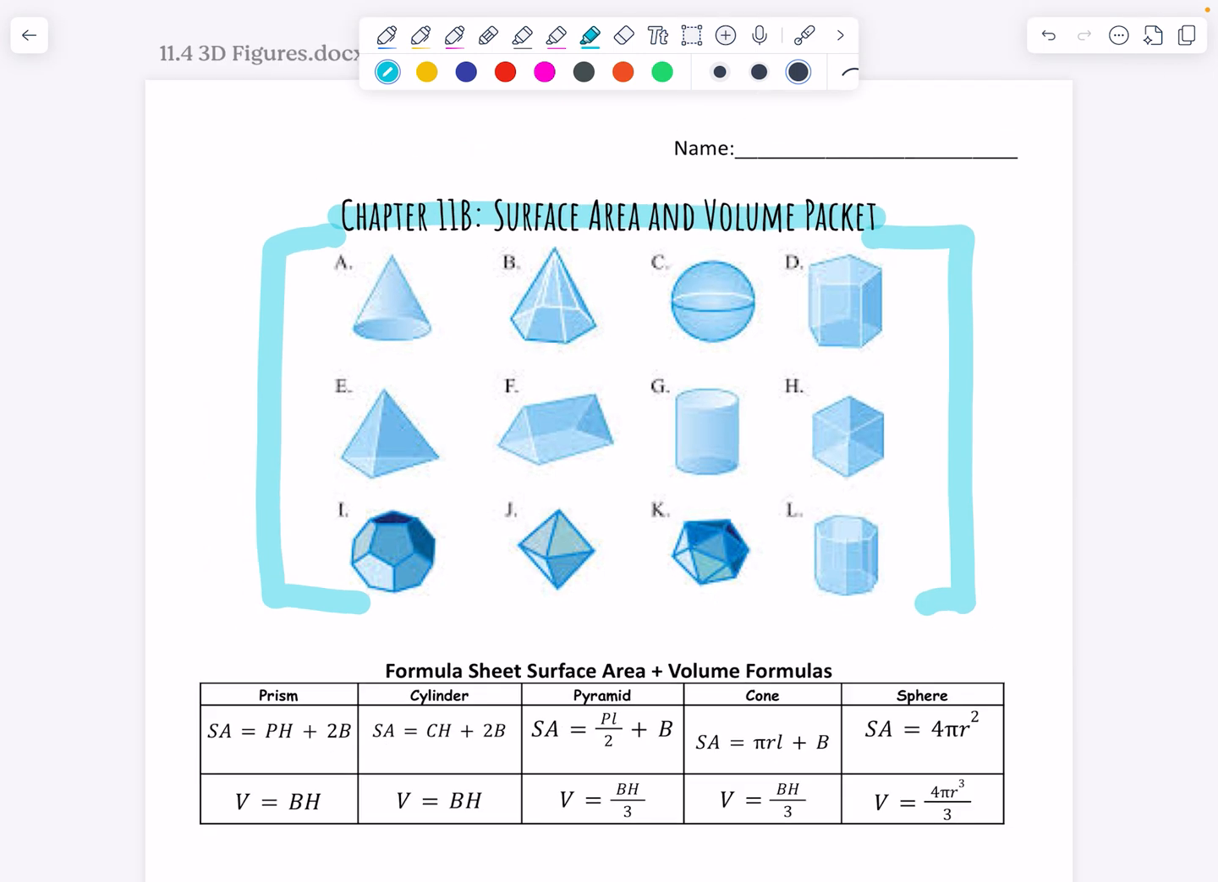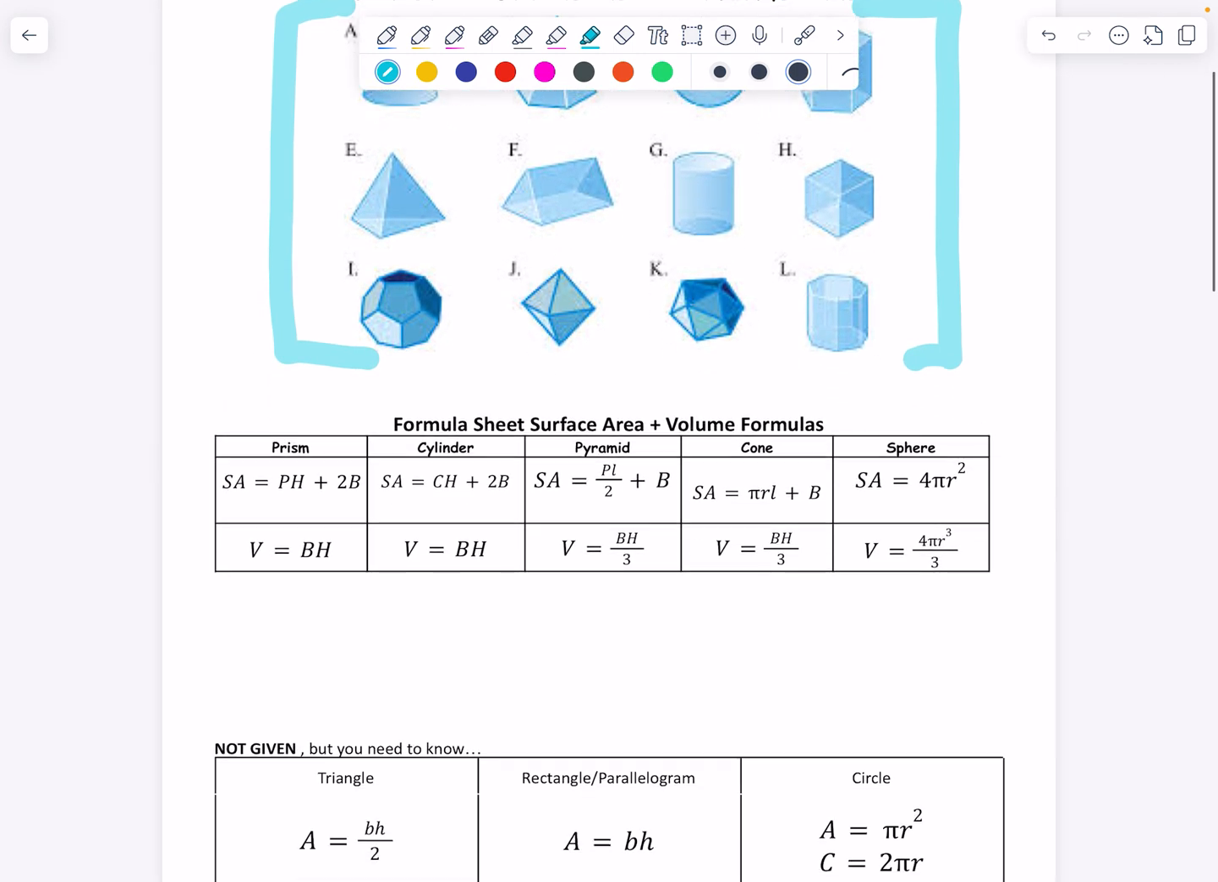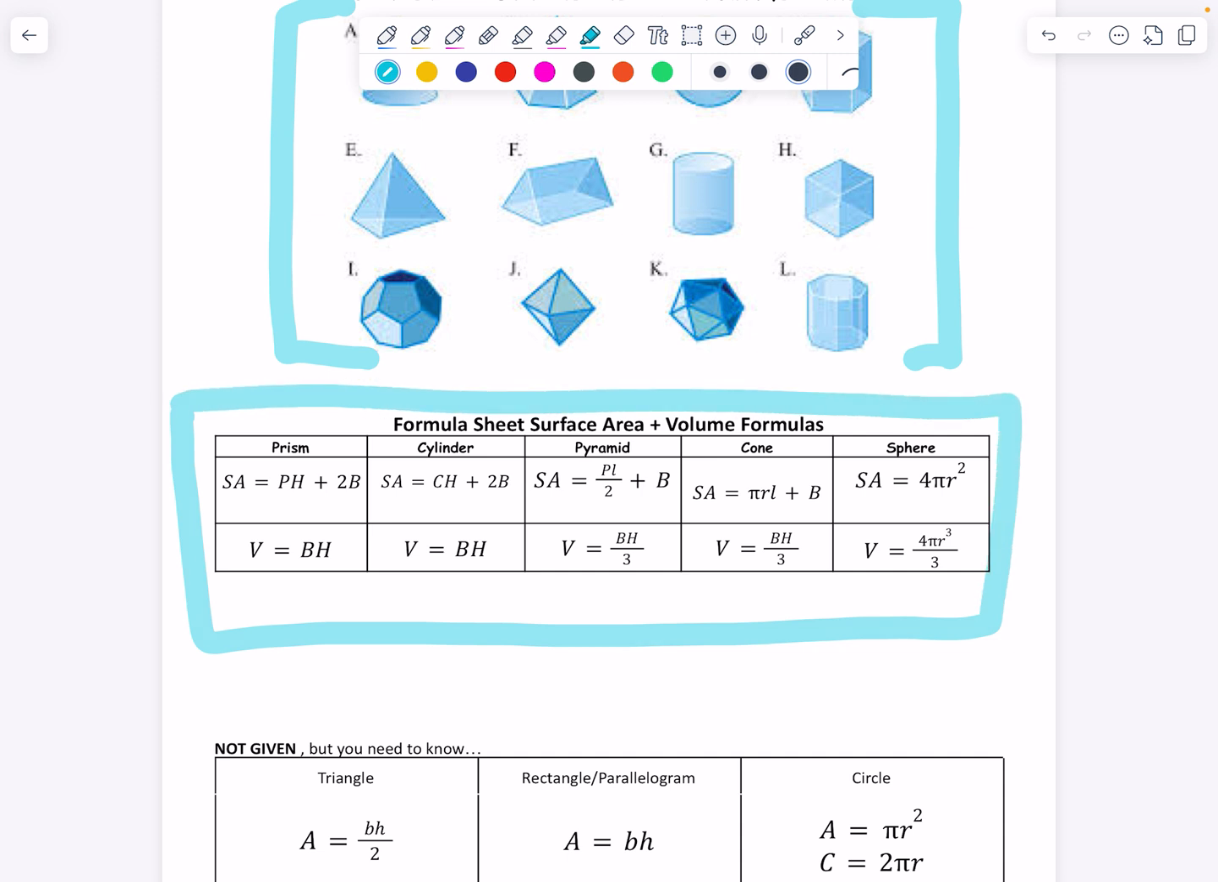And so what we have here in your packet is the formula sheet for surface area and volume formulas. Some of the different shapes we're going to be looking at are prisms, cylinders, pyramids, cones, and spheres. SA stands for surface area. So these are all of our surface area formulas we're going to be looking at the next 2 weeks. And then we're going to cover all of the volume formulas as well.